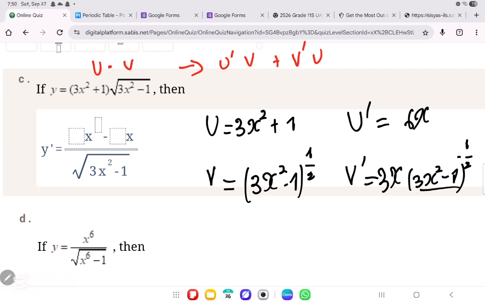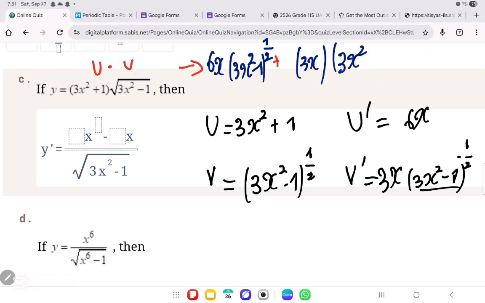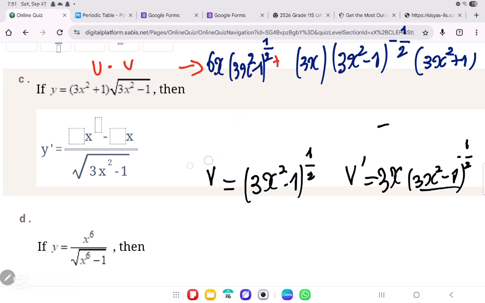Now we can substitute. u prime for us is 6x. v for us is 3x squared minus 1 to the power of 1 over 2. Plus v prime, which is 3x times 3x squared minus 1 to the power of minus 1 over 2. And then we multiply it by our u, which is 3x squared plus 1. Perfect. Let me just erase these.